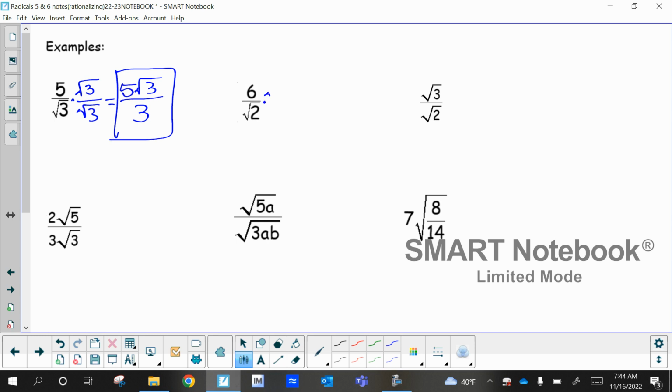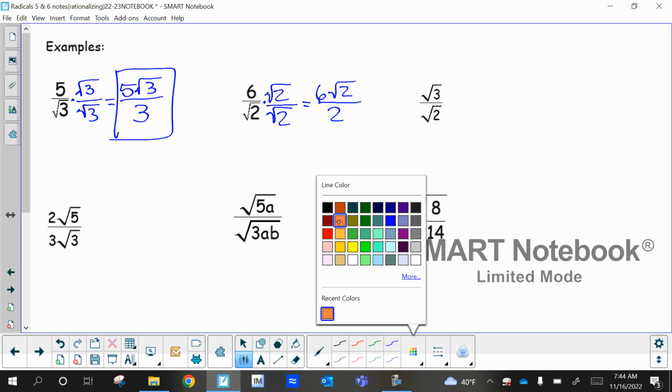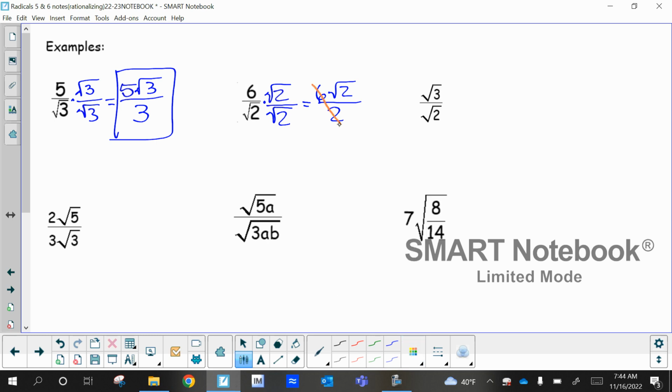Okay, let's try the second one. I see a radical, so I'm going to multiply by radical 2 over radical 2. I get 6 radical 2 over 2. Now what you need to realize here is that you can simplify these right here. 2 goes into 6 evenly, okay? And those are just normal numbers, just like you would simplify any fraction. So your final answer is going to be 3 radical 2 for this one.